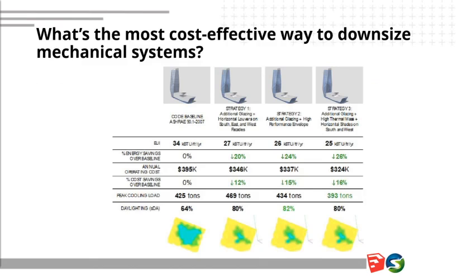Another question is, what's the most cost-effective way to downsize the mechanical system? The mechanical room layout has a significant impact on the system efficiency. Oversized systems are less efficient and more expensive. Looking into this example, designers were able to produce different design strategies to identify which design will be cost effective.